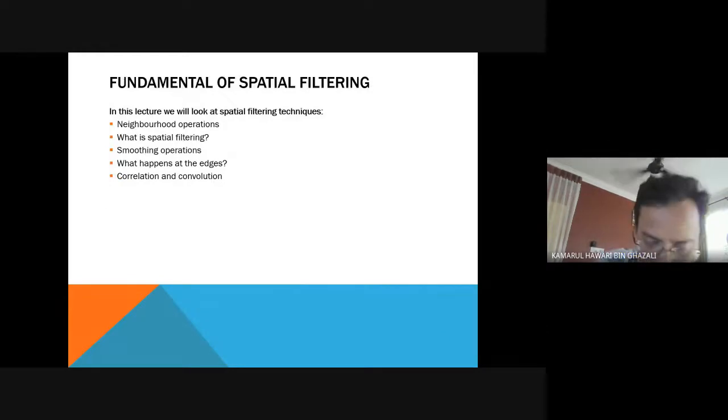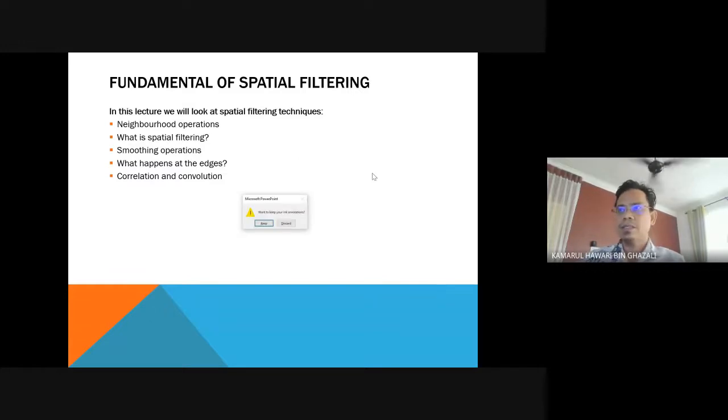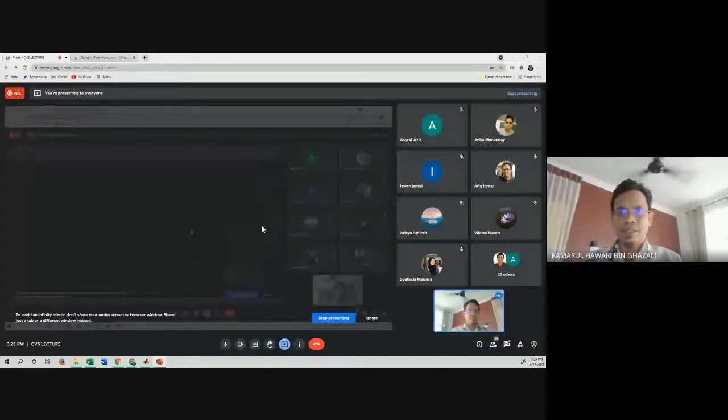Okay, I think that's all for today's class. We stop at histogram equalization. I hope that you can do revision and try to understand the example of this histogram equalization.